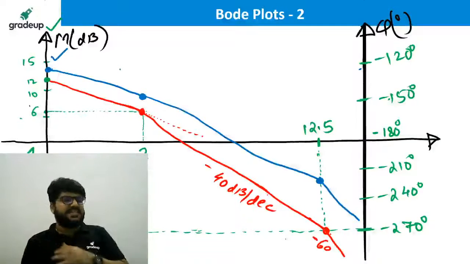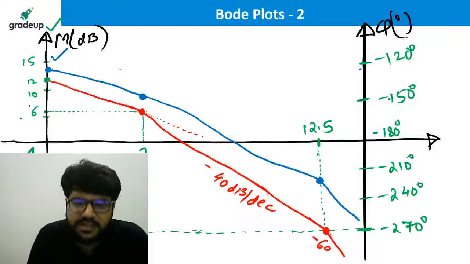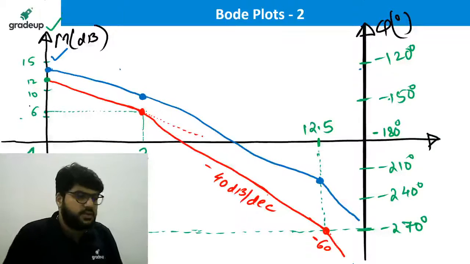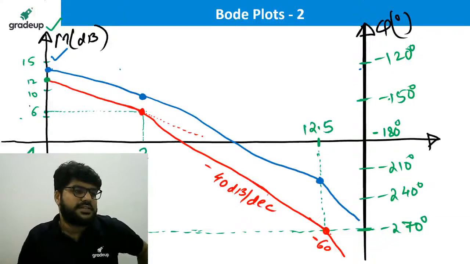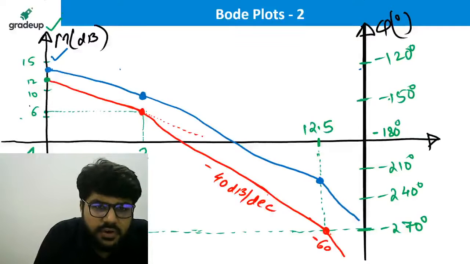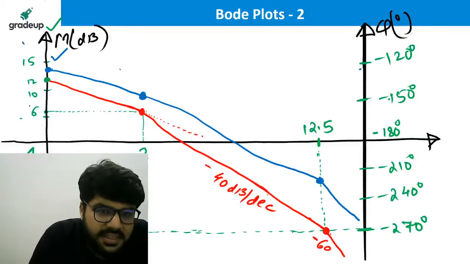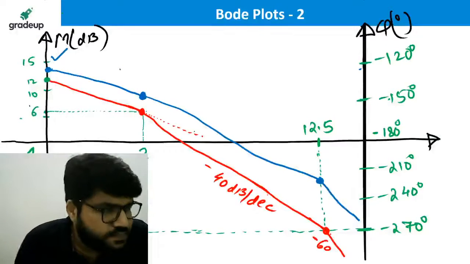Just a freehand sketch is sufficient, finally tending towards minus 270 degrees. Correct? Minus 270 degrees, finally going towards this. This is minus 144. This phase is minus 121. This is the only y-axis. I have started from the y-axis and am moving further.